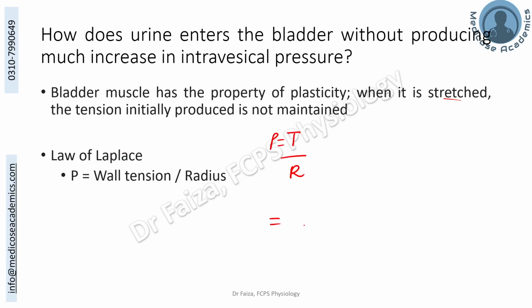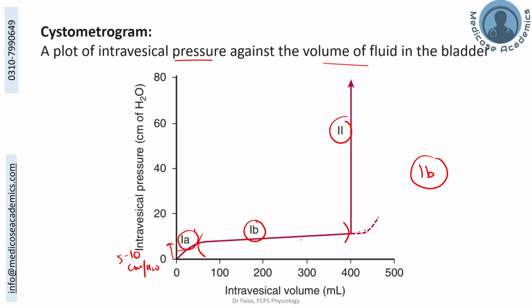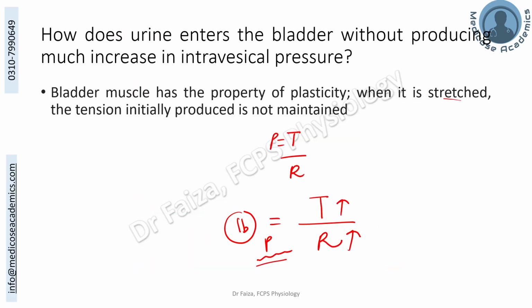Now, when the bladder was being filled, the radius of the bladder was also increasing, that is, it was enlarging, as well as the tension in the wall was increasing initially, as we saw in phase 1A. But throughout phase 1B, what happened? Not only the tension but also the radius was increased, keeping the pressure almost constant. So this is how the law of Laplace explains phase 1B of the cystometrogram, after which the further rise in bladder volume is going to increase even the pressure, which is going to stimulate micturition.